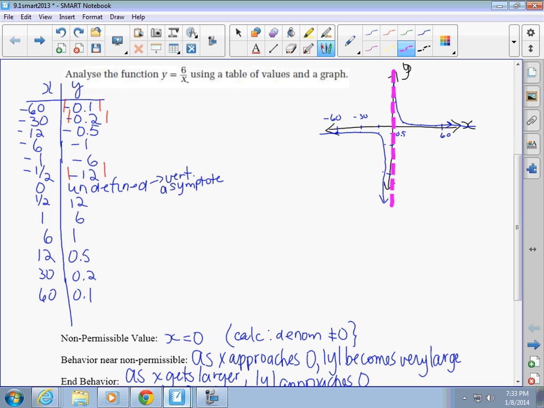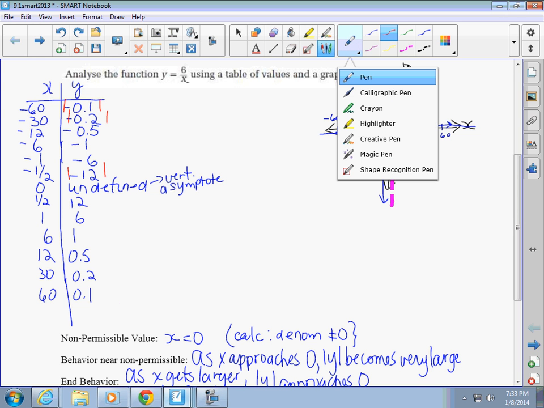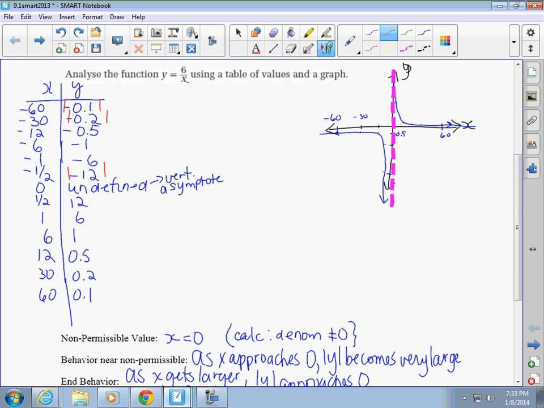My horizontal asymptote then, what color can I use for that one? Maybe I'll use red. I want to change my pen thickness.